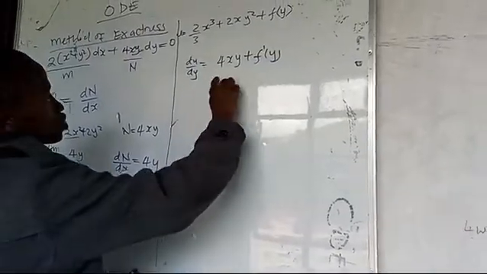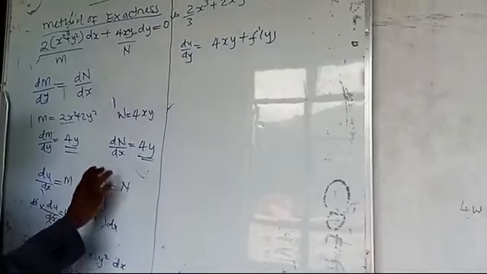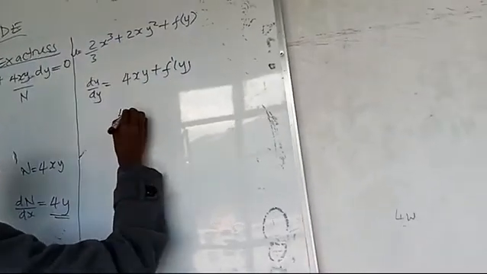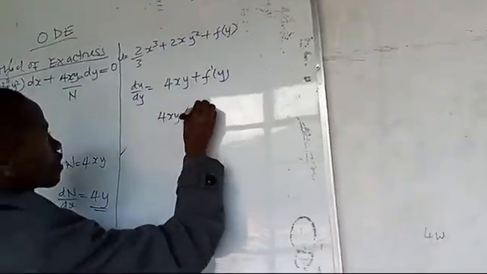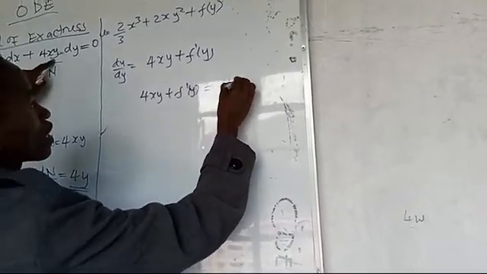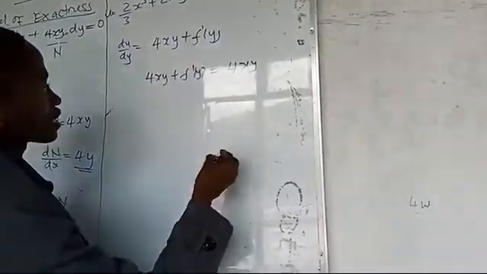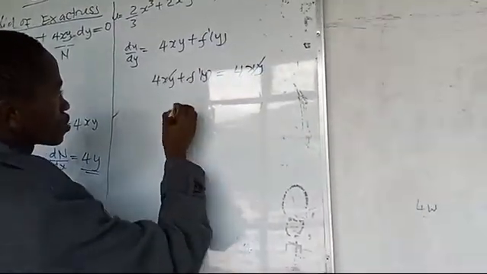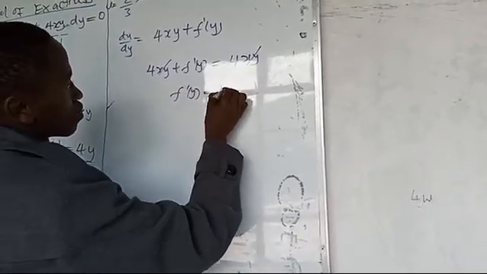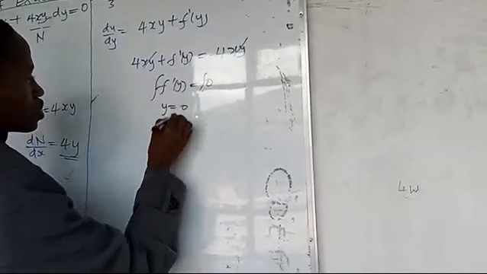Then this one, you should equate with N, since once you differentiate, you get N. And our N was 4xy. So you just say 4xy plus f prime of y should give us 4xy. Are you able to see that once you take this to the other side, it just cancels and becomes 0? So our f prime of y should give us 0. Even if you integrate on both sides, you get f of y is also 0.